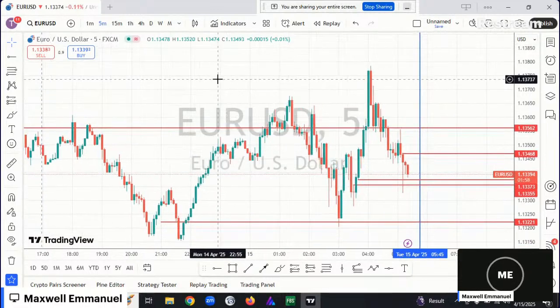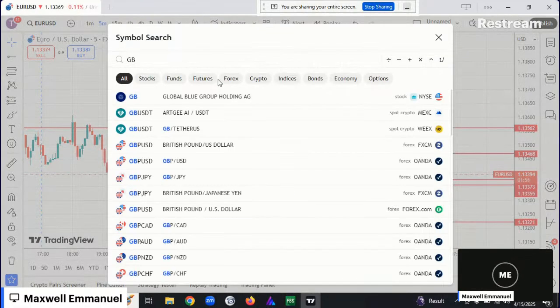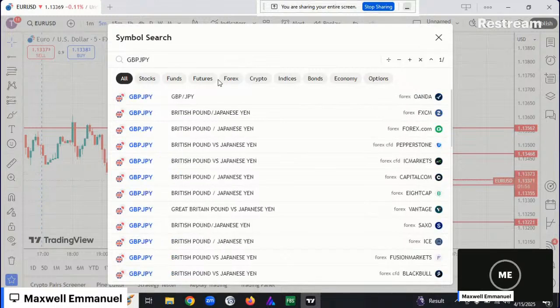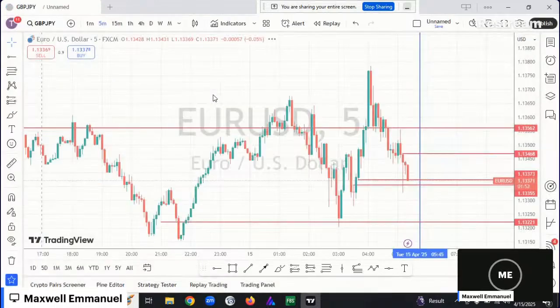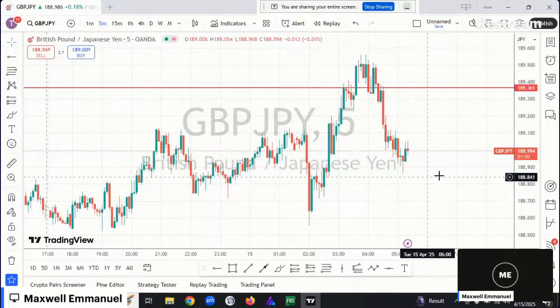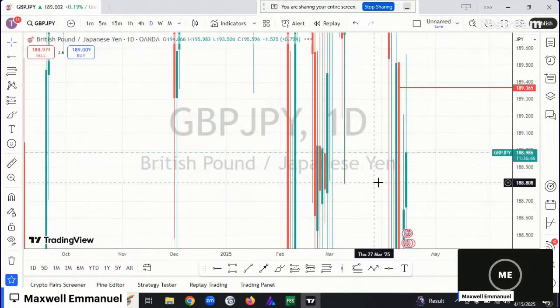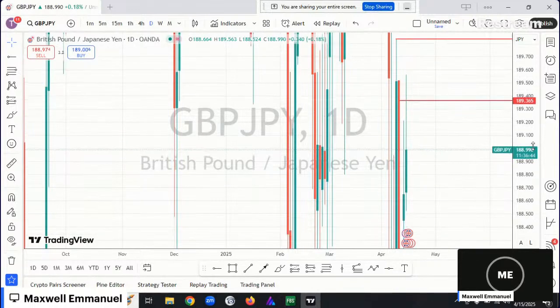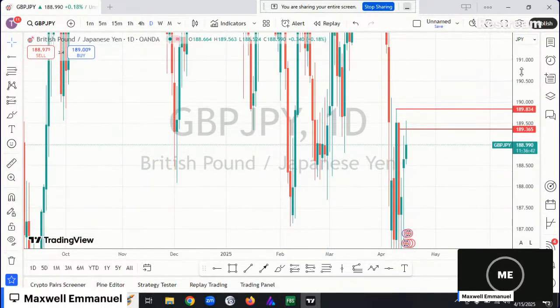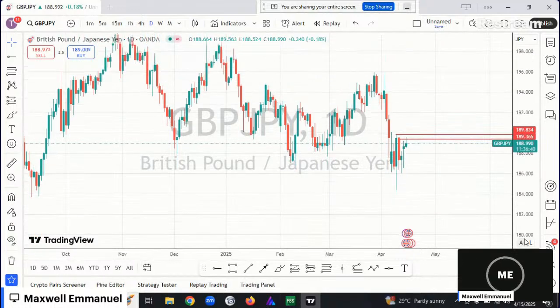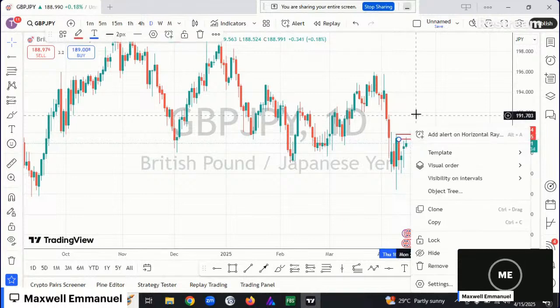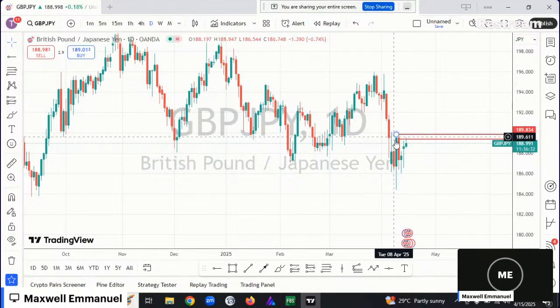Let's look at GBP JPY. Okay, let's start with the daily. GJ is still bullish. You can see these highs. GJ is going to come for this high.